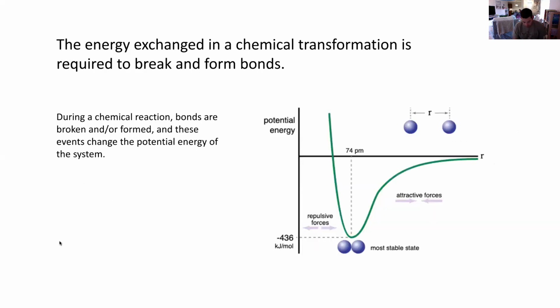All right, now, during a chemical reaction, bonds are broken and or formed, and these events change the potential energy of the system. If you can understand this graph, this will explain everything. The idea is that when a bond is formed, it is formed at a specific distance between the two atoms where it's in the most stable state. It has the lowest potential energy. So I want you to think, this is our bond.